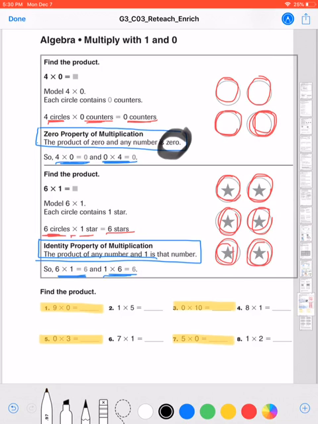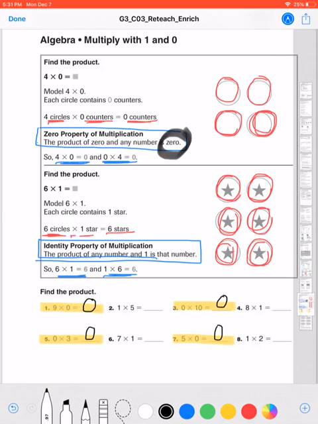9 times 0, what's it equal? You got it, 0. Let's look at number 3. 0 times 10, what's it equal? You got it, 0. Number 5. 0 times 3, what's it equal? You got it, 0. And let's look at number 7. 5 times 0, what's it equal? You got it, 0.